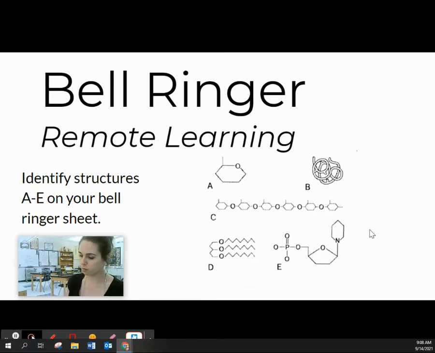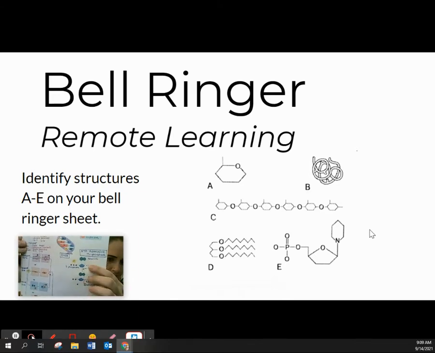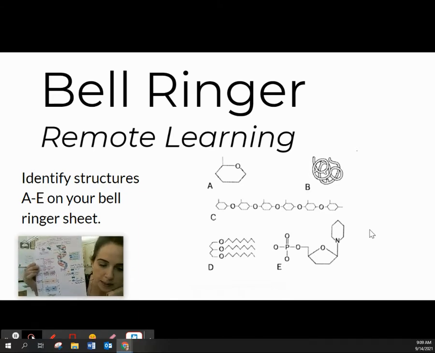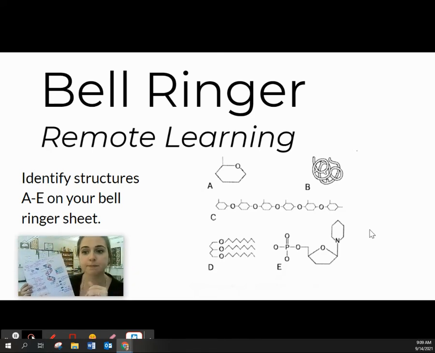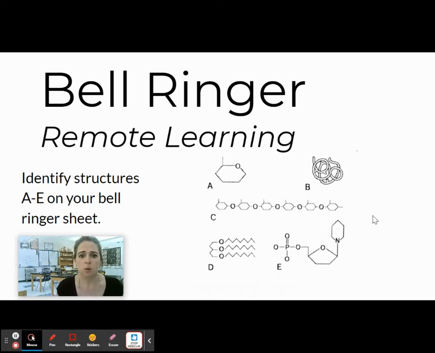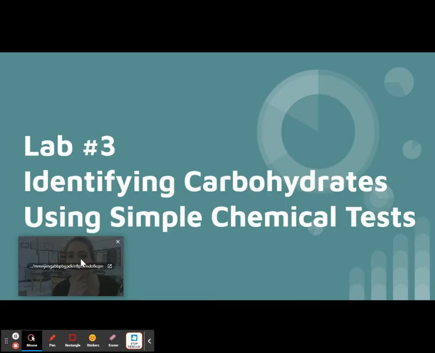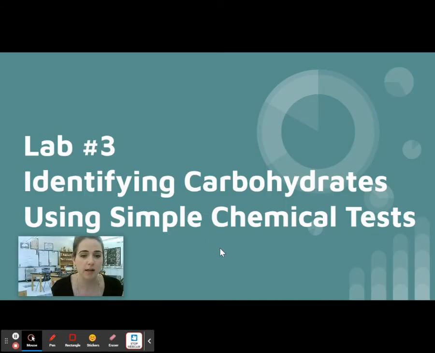But if you flipped through your packet, okay, we're going to talk about this guy right here, which is going to be ATP. It has the nitrogenous base, it has a 5-carbon ring, and it also has a phosphate group right here. All right, well, let's talk about what do I mean when I'm talking about things. I'm getting ahead of myself, much like I do in class.